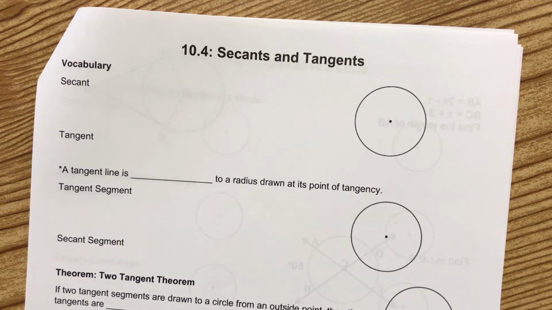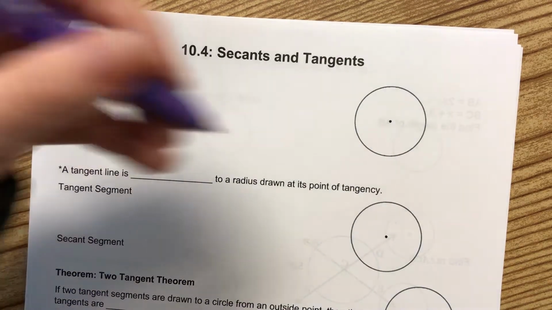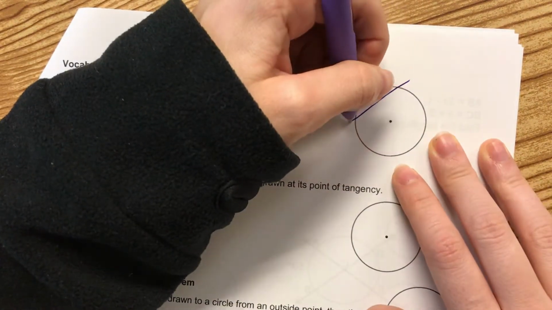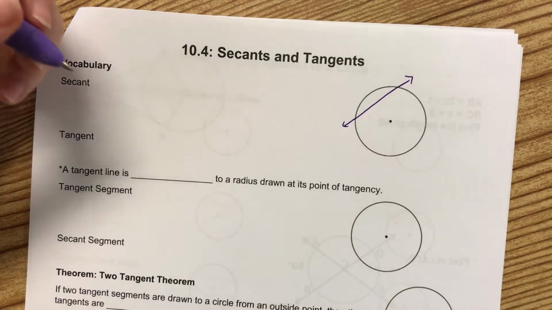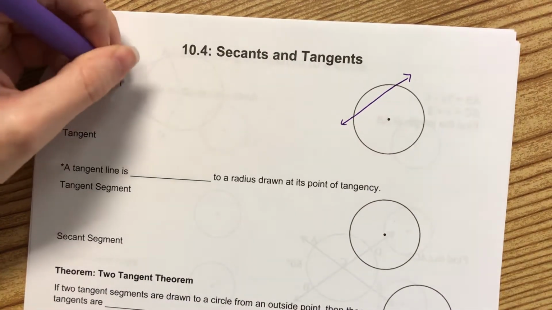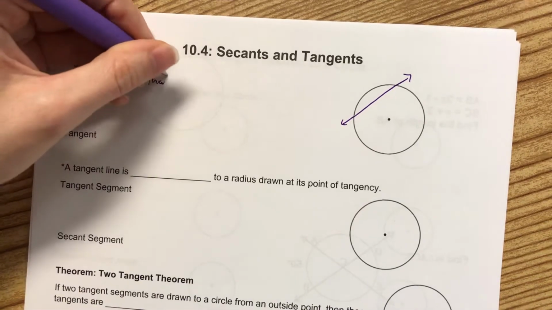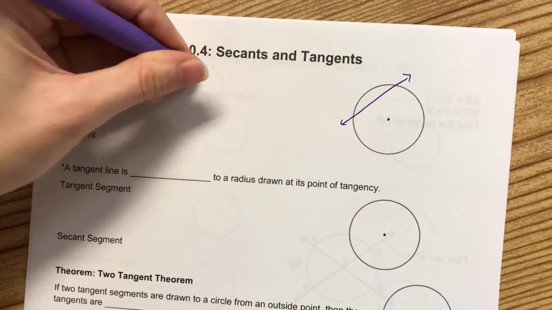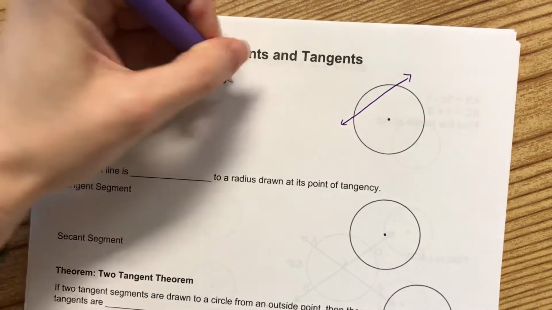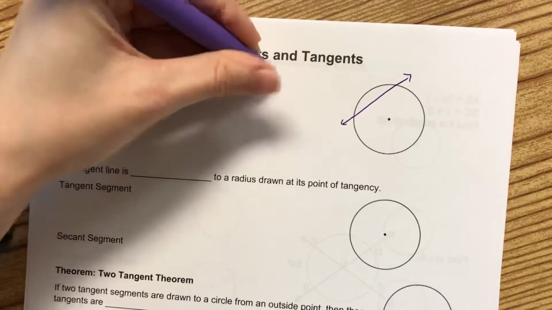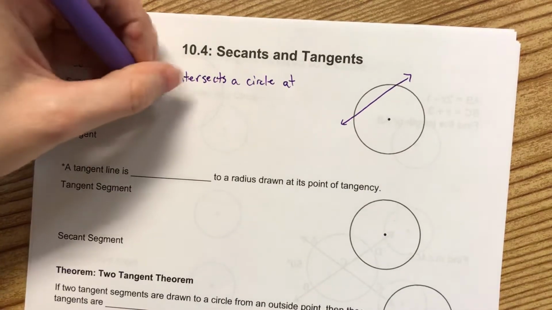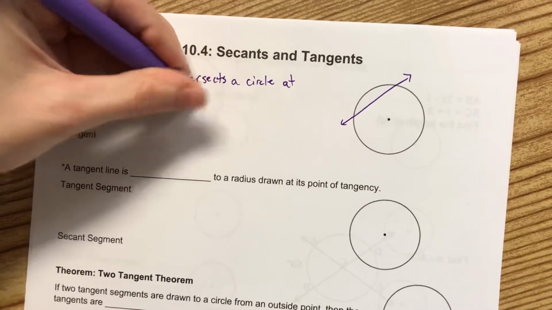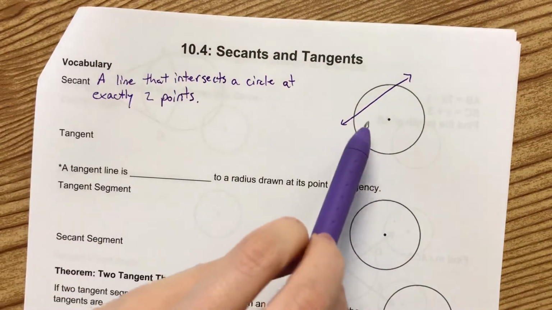So a secant is a line that intersects a circle at exactly 2 points. So if I draw a line and it kind of goes into the circle and then it goes out of a circle, I've drawn a secant. All right, so it's a line that intersects a circle at exactly 2 points.